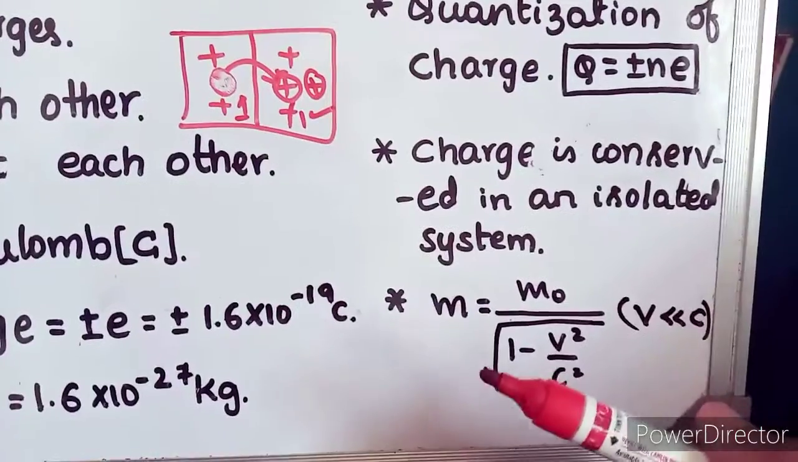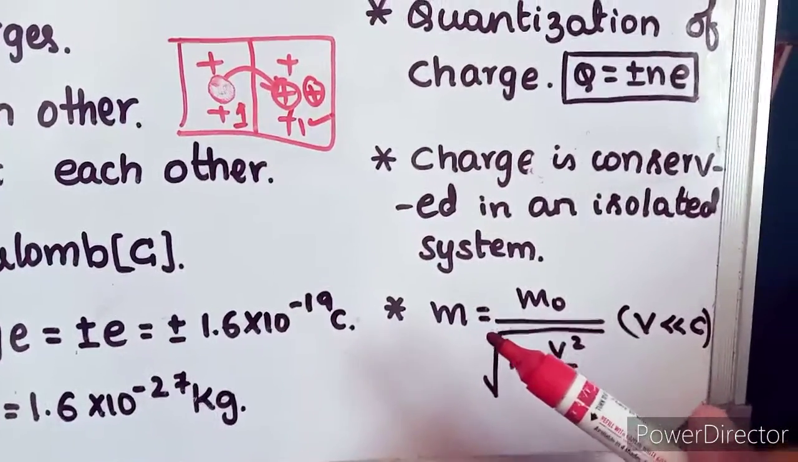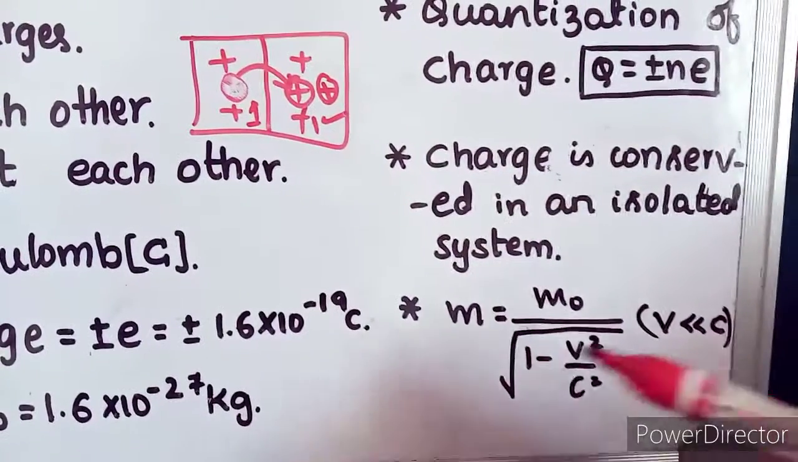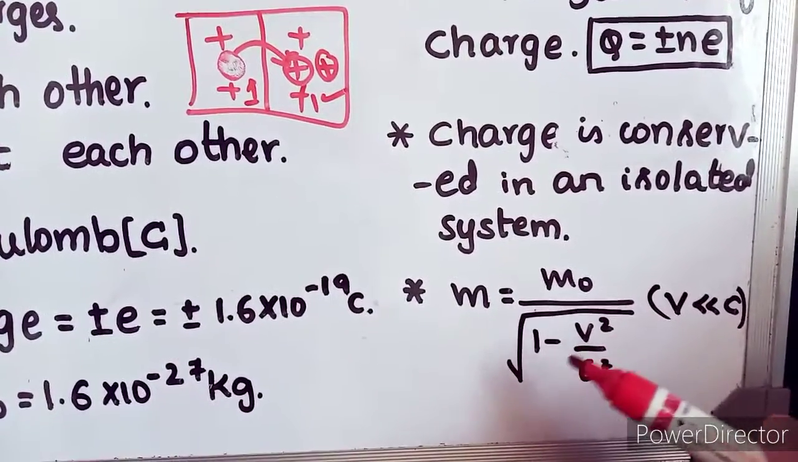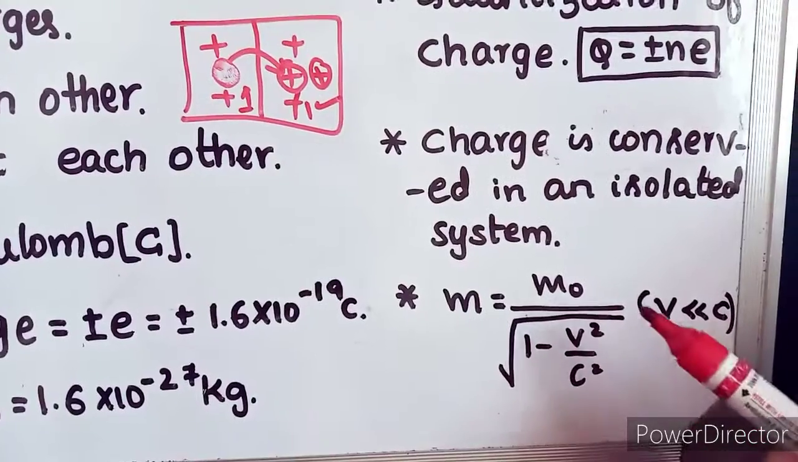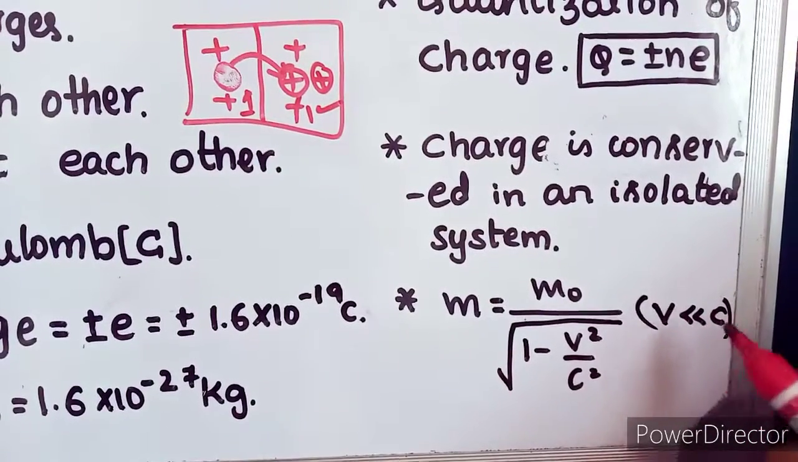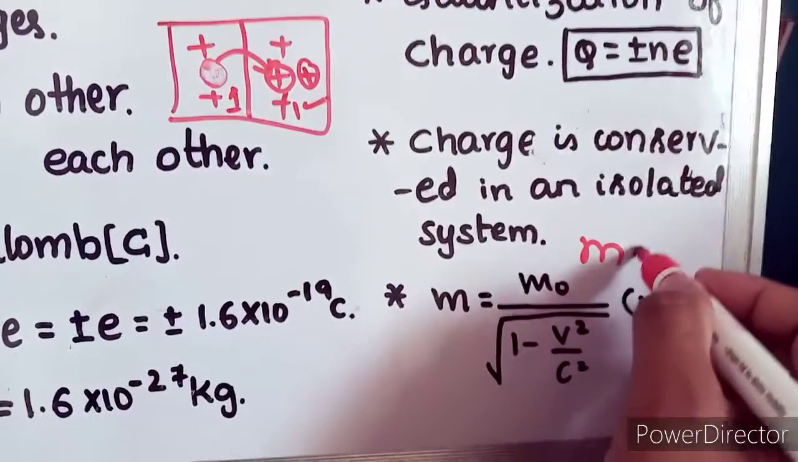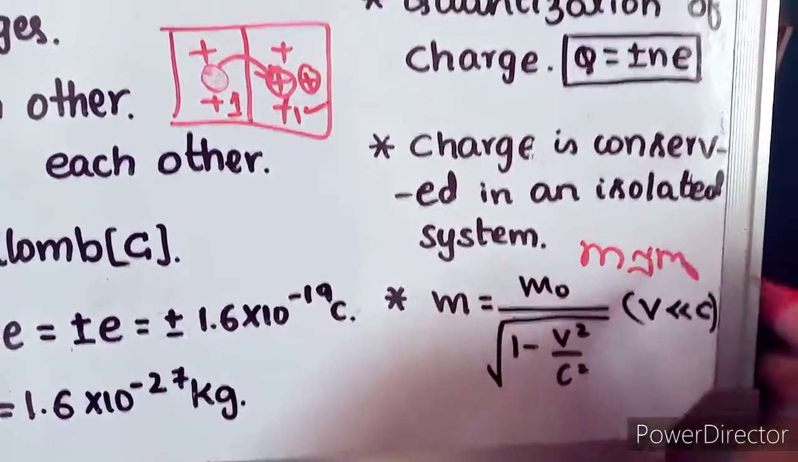Now, for a moving particle the mass is given by m naught divided by the square root of 1 minus v squared by c squared. But here the velocity of the electron will be much less than the speed of light. Then we can easily write m is almost equal to m naught.